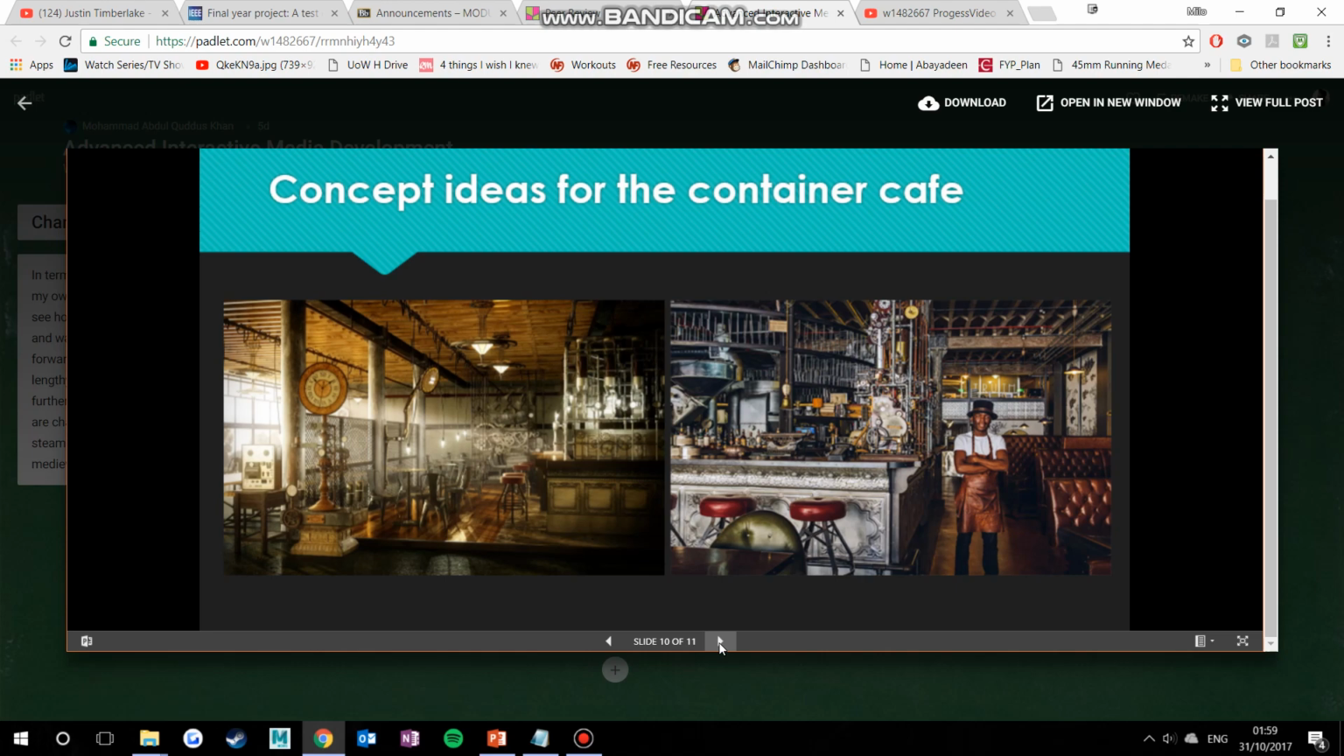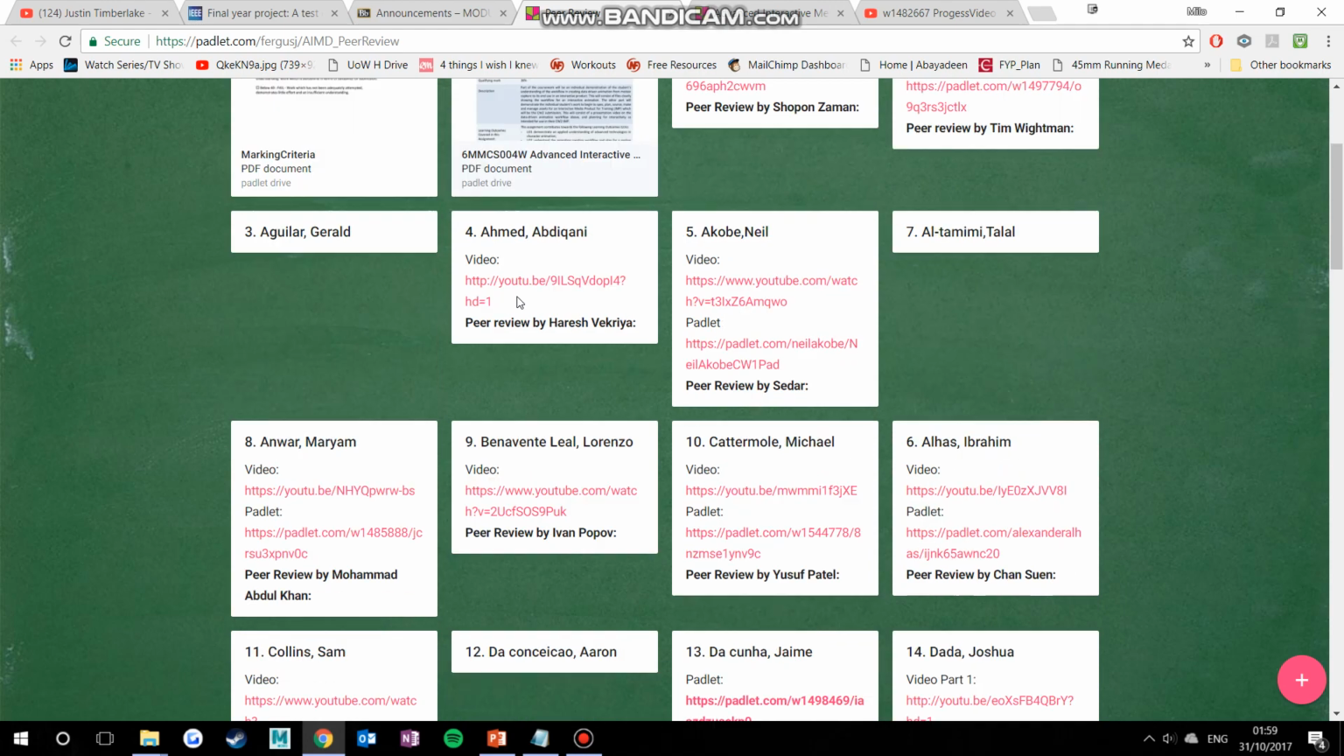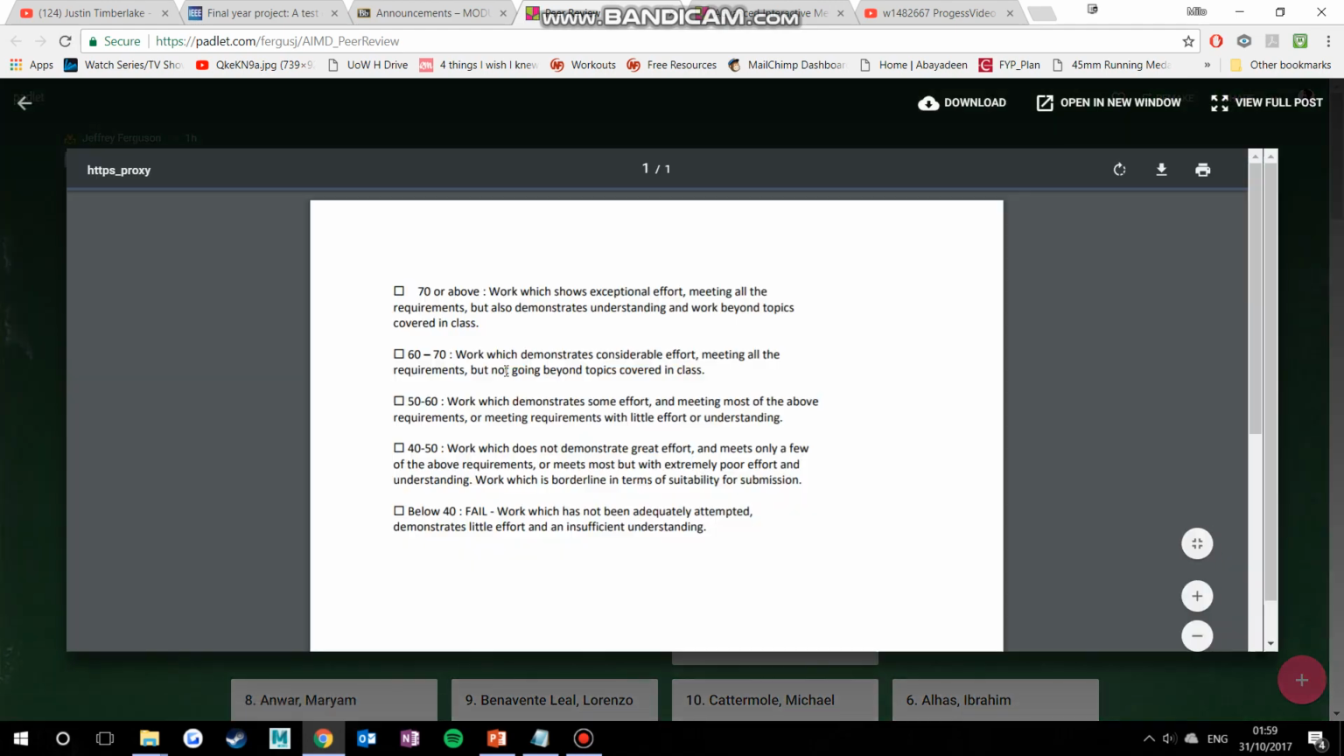So again, for the peer review, the marking criteria was work that shows exceptional effort, meeting all the requirements, but also demonstrates understanding and work beyond topics covered in class. I think he's hit that quite well, and I would give him around 80 to show that. With his progress so far, in my opinion, he's done exceptionally well, and he has covered more than what was told of us in class. So I'm going to give him a mark of 85, and I'm going to end it there.